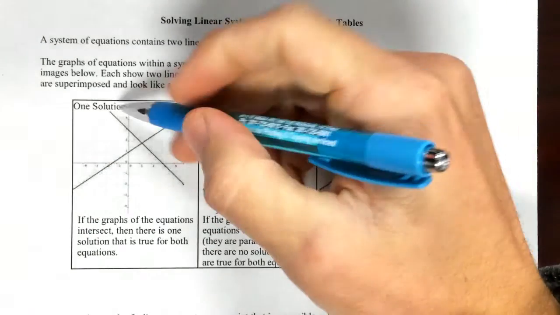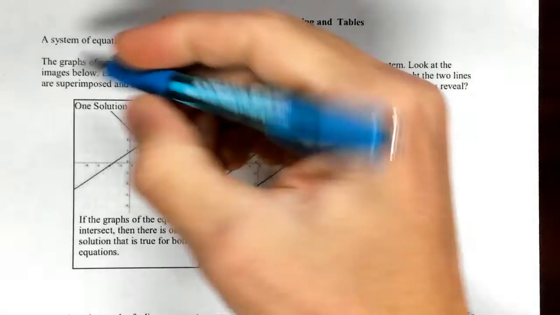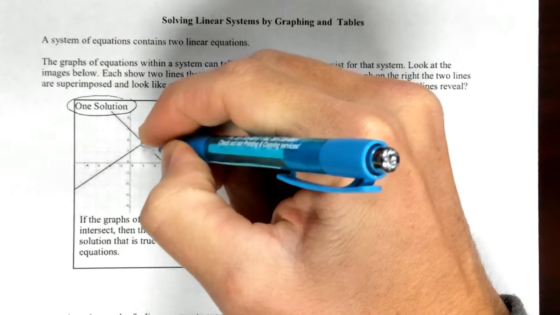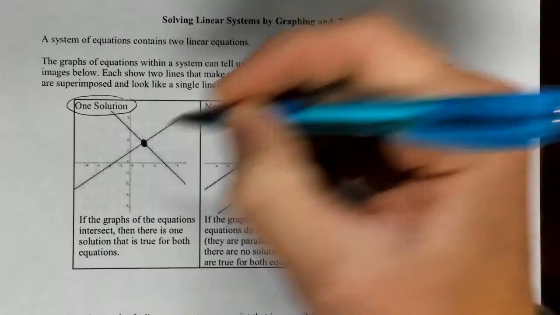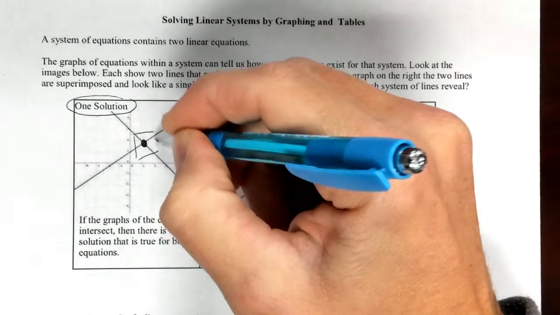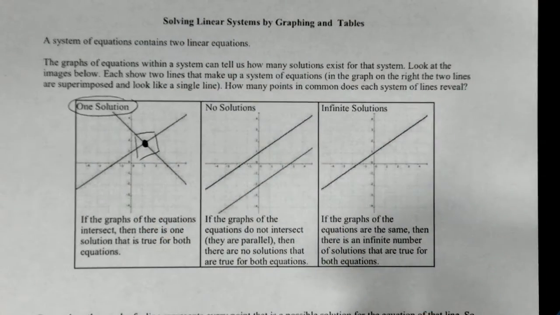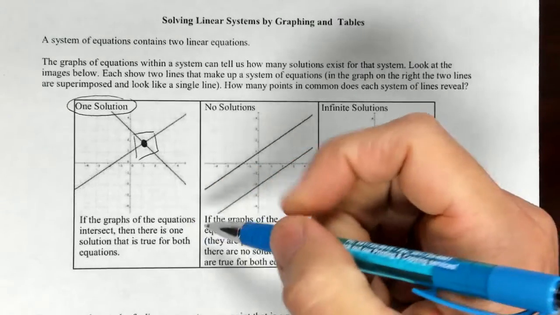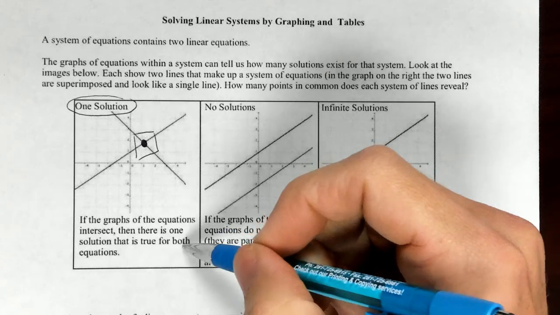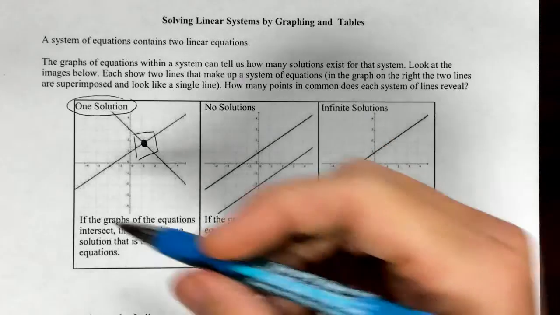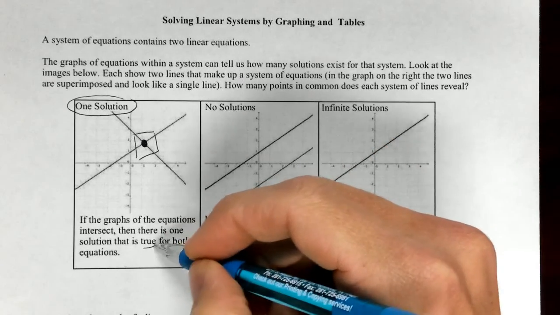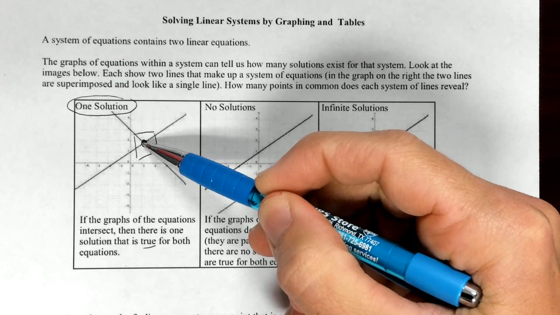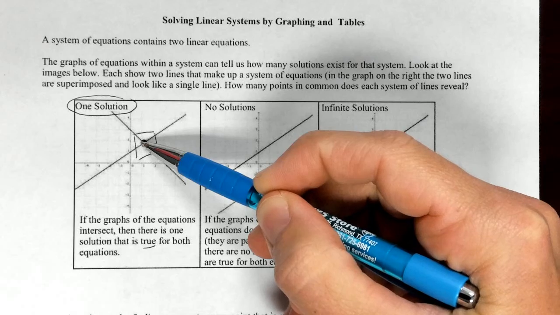So if I'm looking at this example, this has one solution because it intersects at one point right there. So that point is my solution, right? If the graphs of the equations intersect, then there is one solution, and that's true for both equations. What do I mean by that? If I plug this point into my equation, it would be a true statement.